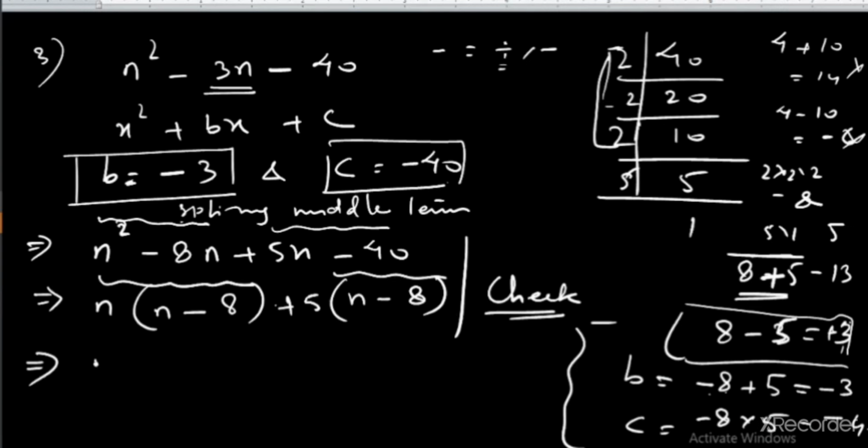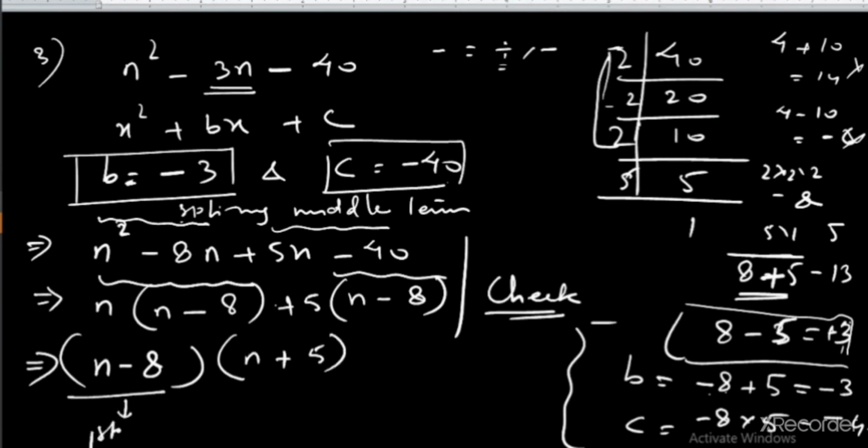n minus 8 is going to be taken out as common in one single bracket, and whatever is remaining will go in another bracket. So n plus 5, and again you're getting 2 terms. This is the first factor, and this is your second factor.